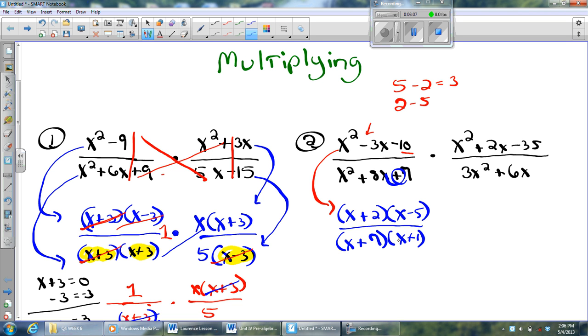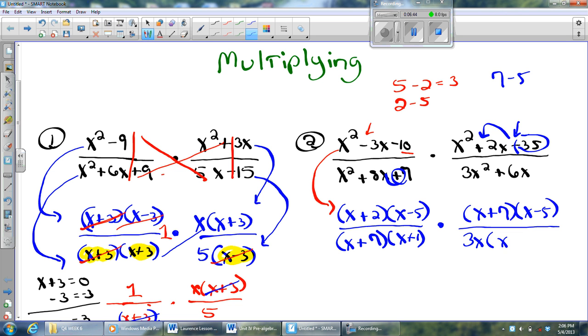Now if you're like me, you're already looking for things to cancel. I don't see anything at the moment, but I'm making mental notes. Now I'll factor the numerator of the second fraction. I need 2 factors of 35 that subtract to get positive 2. 7 minus 5 sounds like it'll work. I'll have an x plus 7 and an x minus 5. Ooh, I see something that will cancel. All right, in the denominator of the second fraction, looks like a GCF situation. And so I will pull out a 3x, and then I'll have an x plus 2 left.